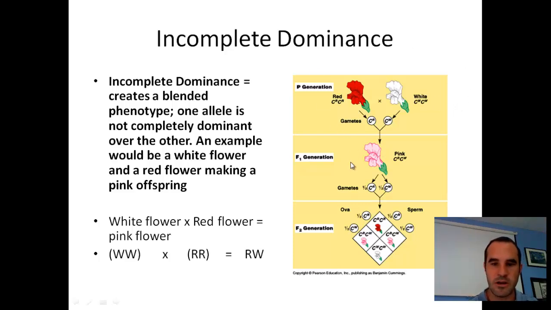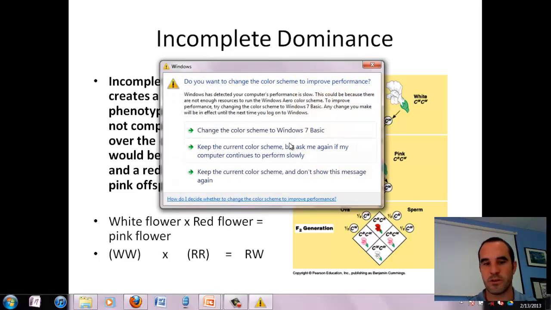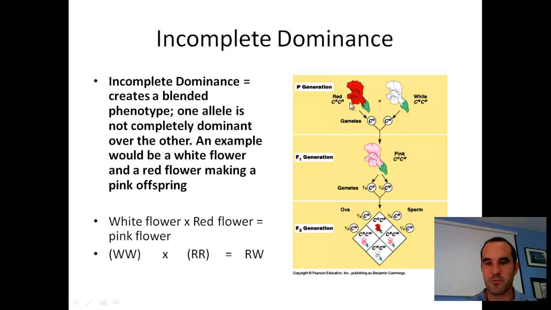and what incomplete dominance would be, if you follow the cursor over here, is that when you put together those two plants, you breed them together, their offspring for that first generation, that F1, so F1 generation, would be pink. So it's a blend between the two phenotypes, the white phenotype and the red phenotype.